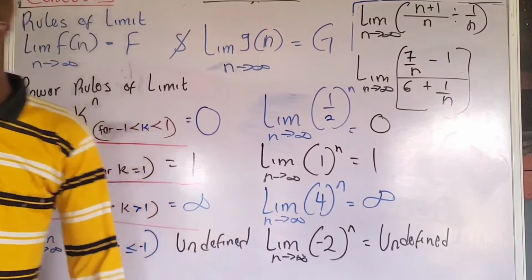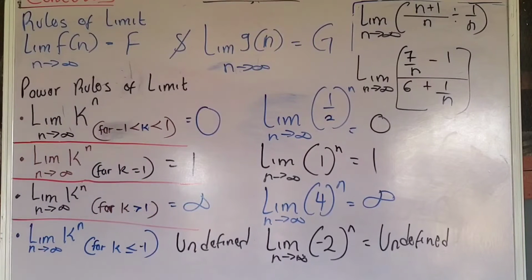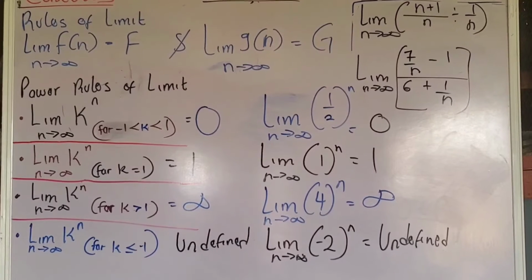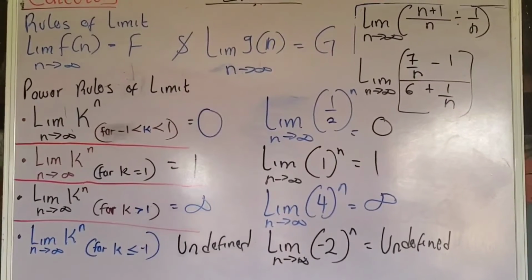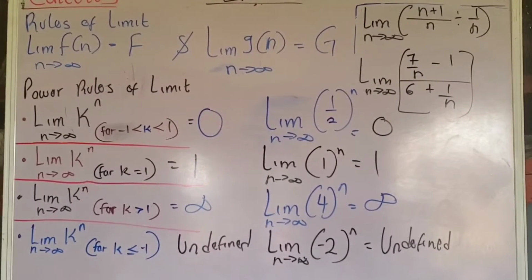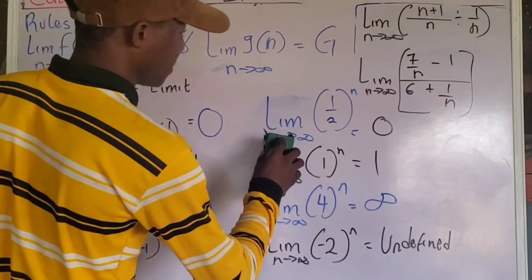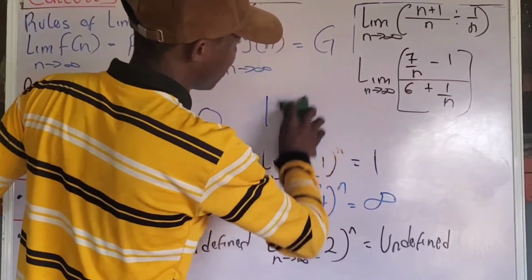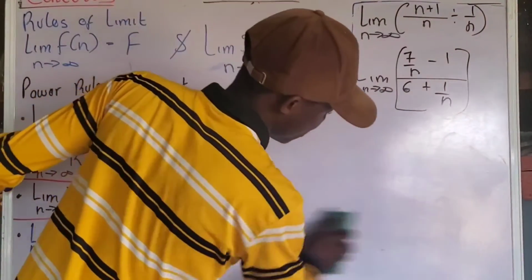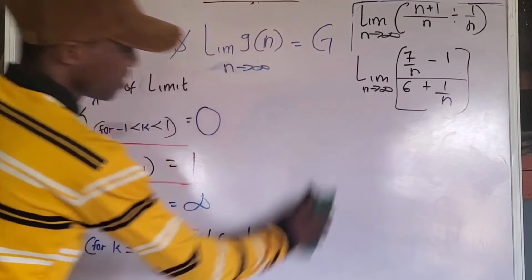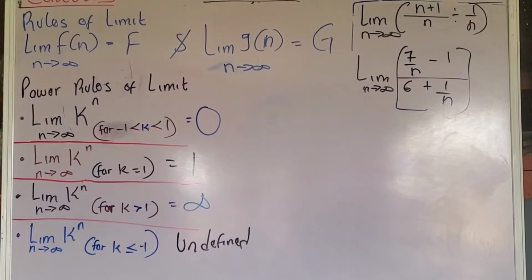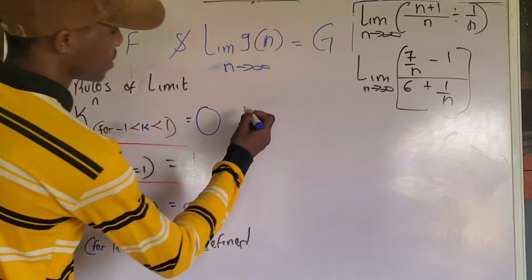Okay, so now I'll give you some questions that I want you to attempt, and I want you to drop your answer in the comment section. Now I can erase this. Let's erase this. Now let's say f of n is question 1.